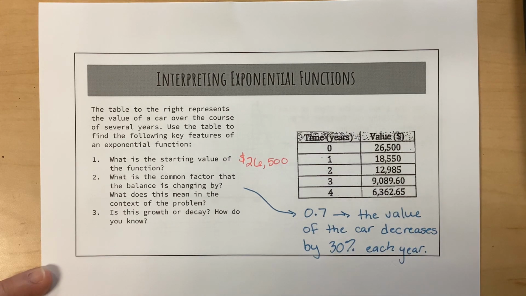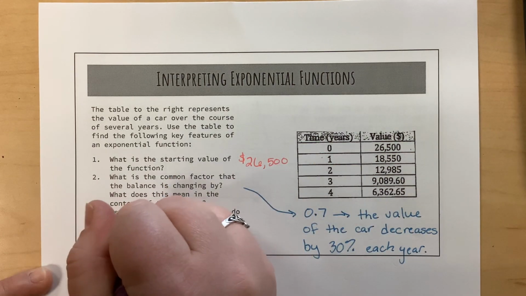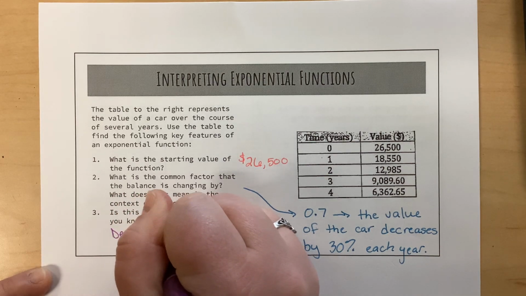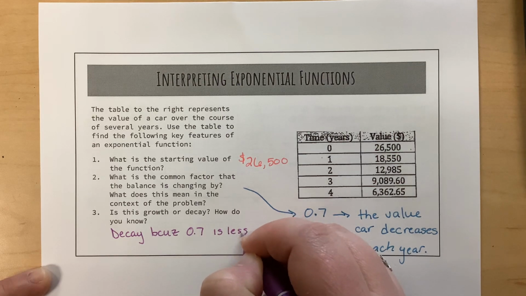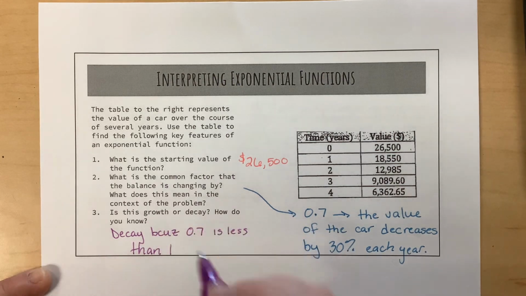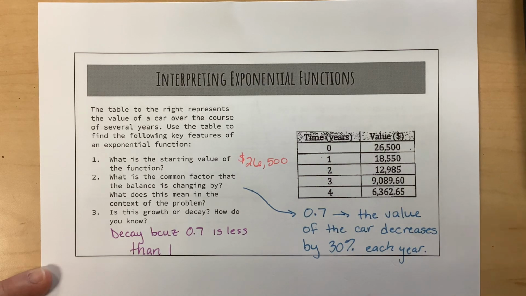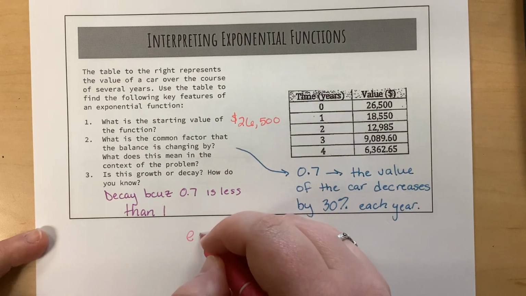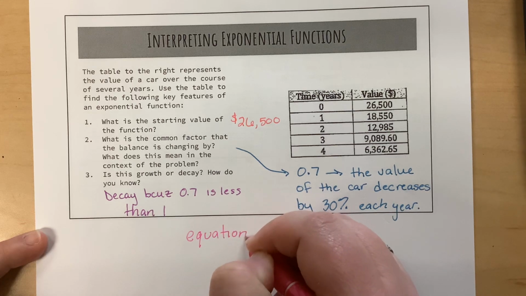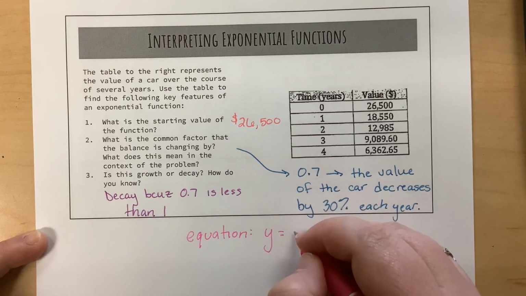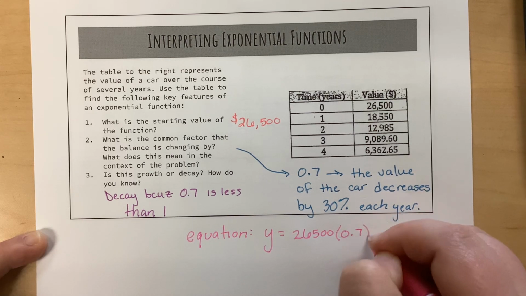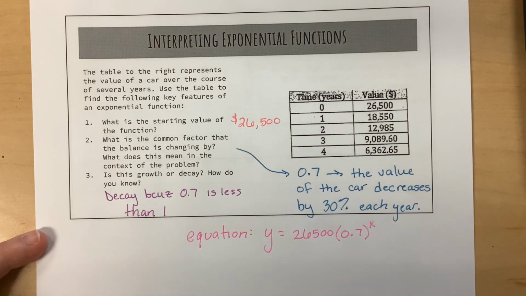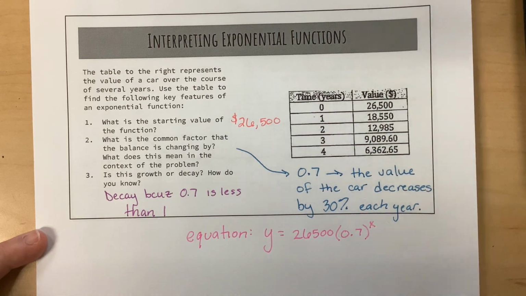Okay? All right, so then number 3, this is decay, because 0.7 is less than 1. So then if I went to write the equation, it would be y equals the starting value of 26,500 times the common factor of 0.7 to the x, or the number of years that have passed. And that would be it. All right, let's move on to some graphs.